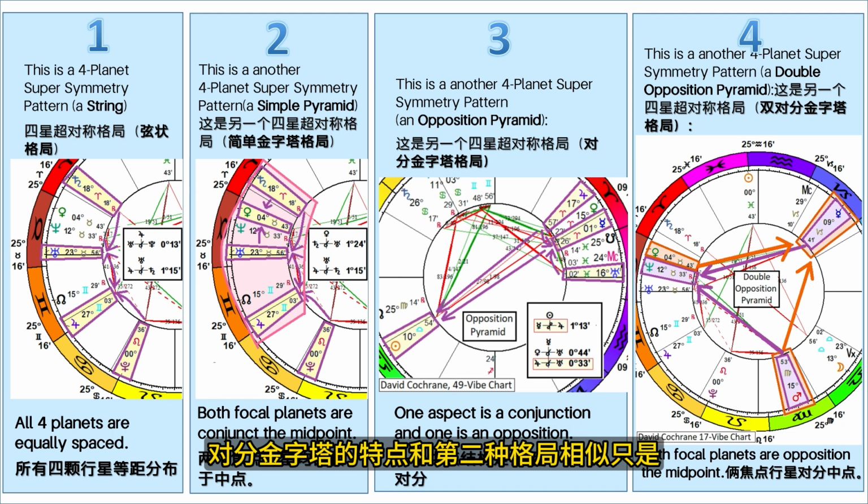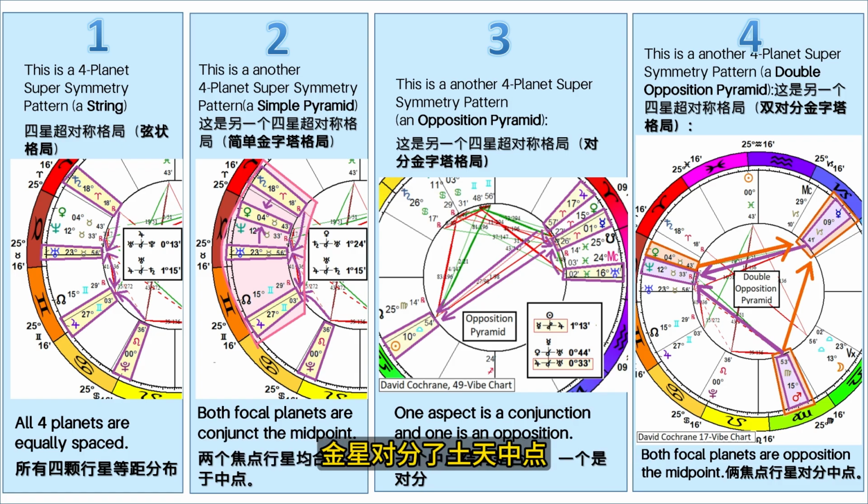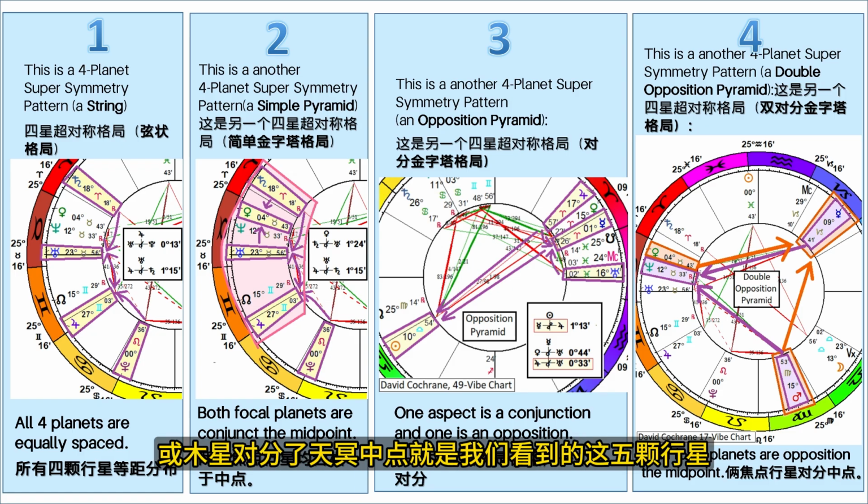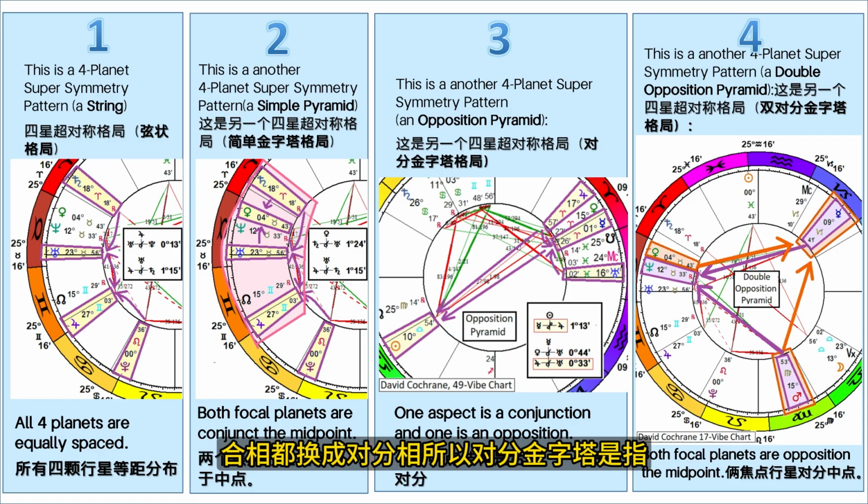And the opposition pyramid is just the fact that if we go back to configuration number 2 here, Venus could be opposition the Saturn-Uranus midpoint. Or Uranus could be opposition the Jupiter-Saturn midpoint. Or Jupiter could be opposition the Uranus-Pluto midpoint if we look at all 5 planets. Any of these conjunctions obviously could also be oppositions. So an opposition pyramid is where one of the 4 planets is opposition.